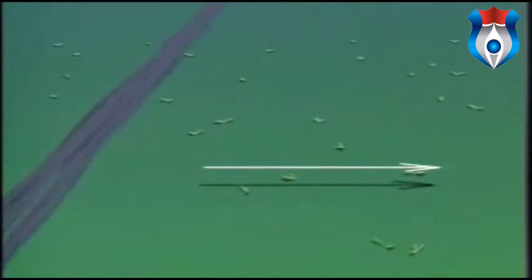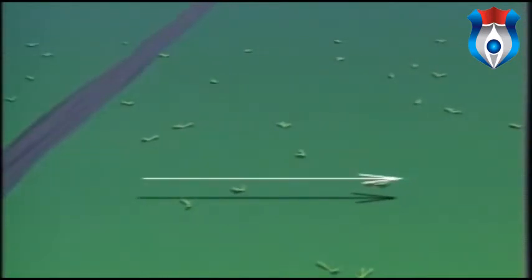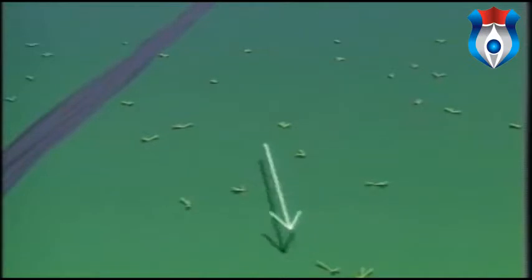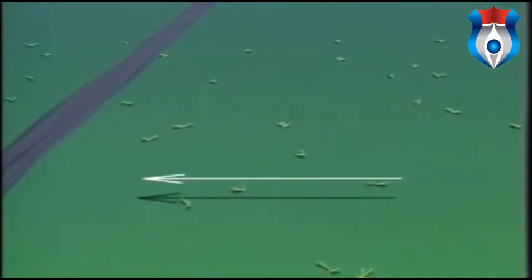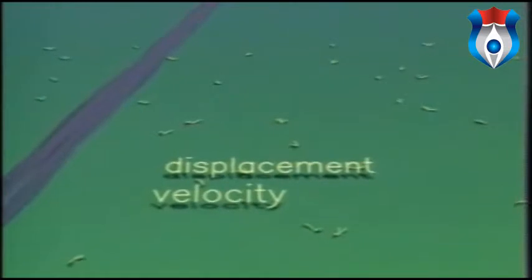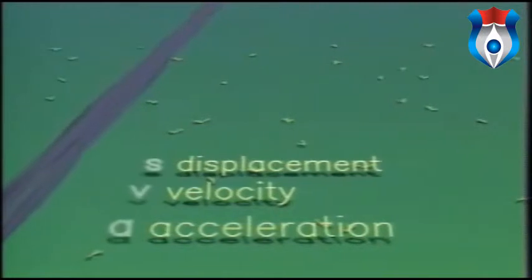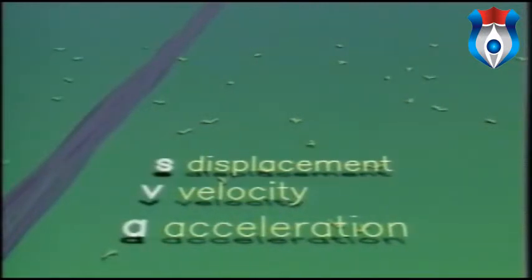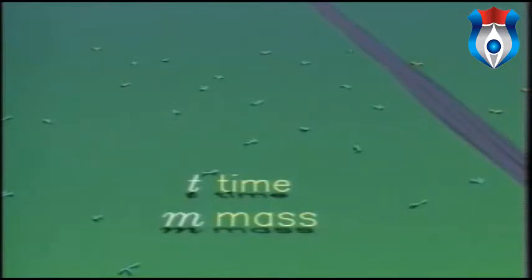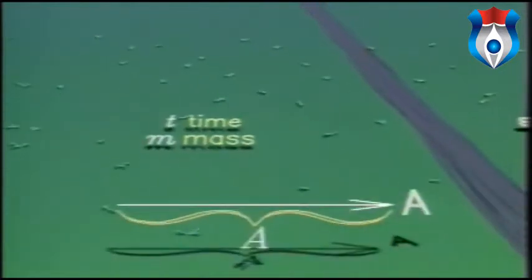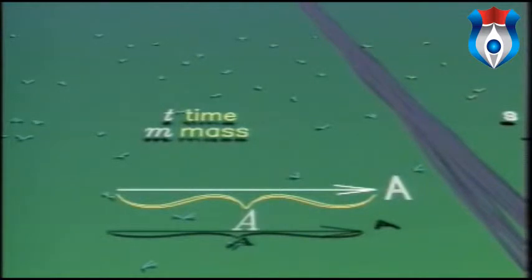A quantity that has both magnitude and direction is a vector represented by an arrow. The arrow's direction is the direction of the quantity, and the length of the arrow indicates its magnitude. Displacement, velocity, and acceleration are all vectors. In equations, vectors are written in boldface. Ordinary quantities such as time and mass are scalars. In equations, scalars are written in italics. The magnitude of a vector is also a scalar, the same letter, but in italics.